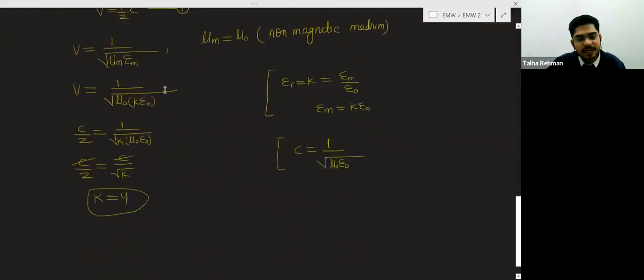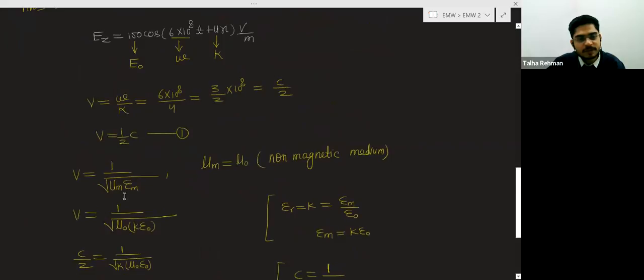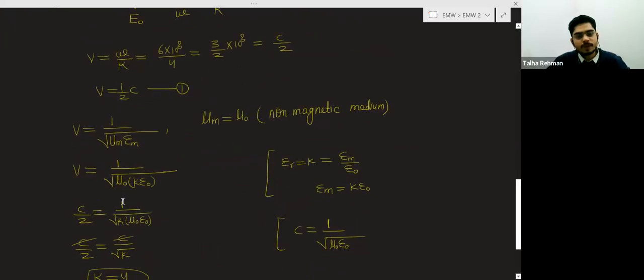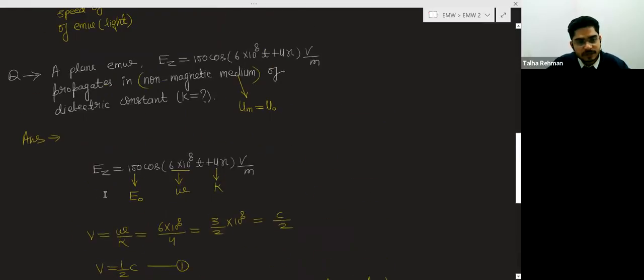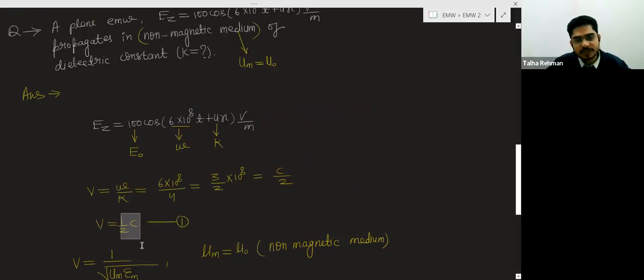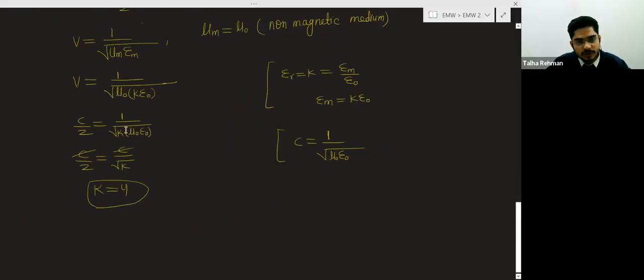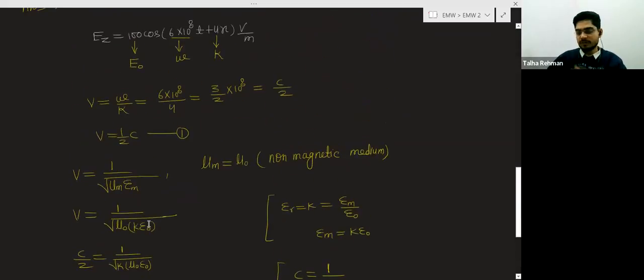This is the value of the C I have put here. So basically it will become C by under root K. Here this whole value is C, and in the under root there is a K. And this V value we have already calculated, half of C. So this C and C will cancel out. Under root K is equal to 2, and K is equal to 4. This is a very easy question for us now. Okay, got it?